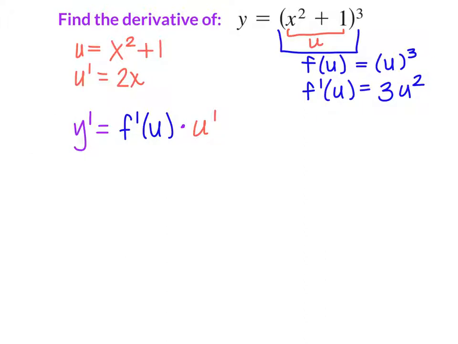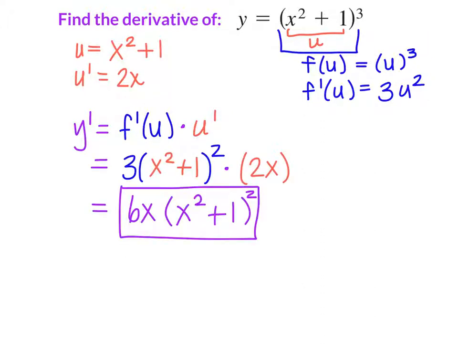So here's my definition of the chain rule in terms of what I've got here. That means that I can just plug and chug and figure out what this is going to be. So when I go to replace f prime of u, I'm actually going to plug in what I've defined as u up here. So that's going to be 3 times the quantity of x squared plus 1 all squared times our u prime, which is times 2x. I'm going to combine that 2x times 3, put it outside here, and this is my derivative of y.